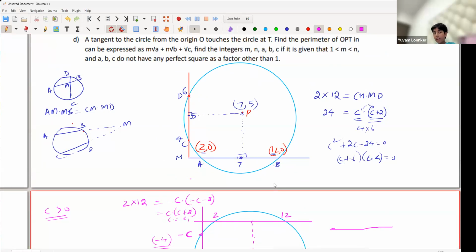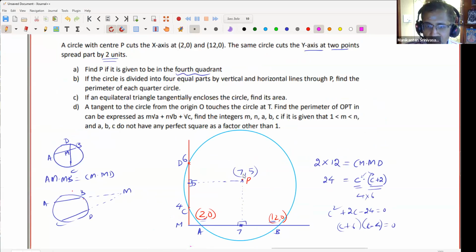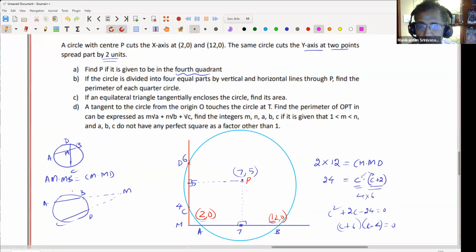How can the center of the circle be in the first quadrant? No. I started off in the first quadrant just for explaining, but the given question is the center of the circle is in the fourth quadrant. So, sorry, what? Please repeat your question, Yuvam. Wait, so if you solve the quadratic equation, why would you get the first quadrant?